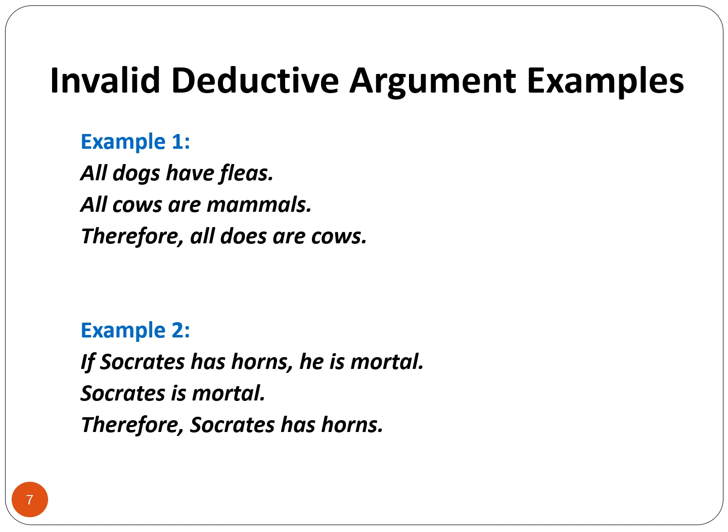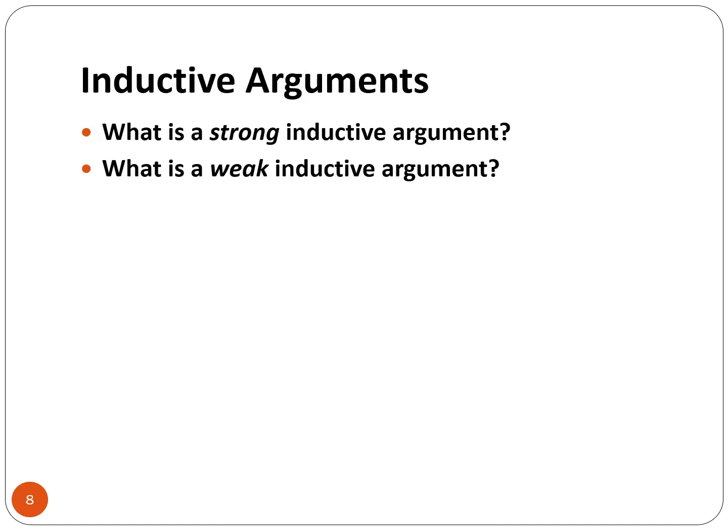Now we'll take a closer look at inductive arguments. While we classify deductive arguments as either valid or invalid, we classify inductive arguments as either strong or weak. An inductive argument that succeeds in providing probable but not conclusive logical support for its conclusion is said to be strong. One that fails to provide such support is said to be weak.